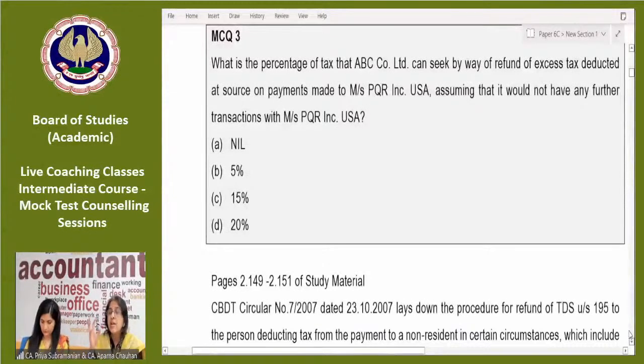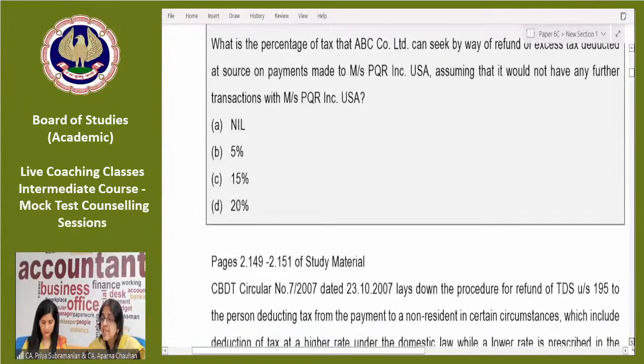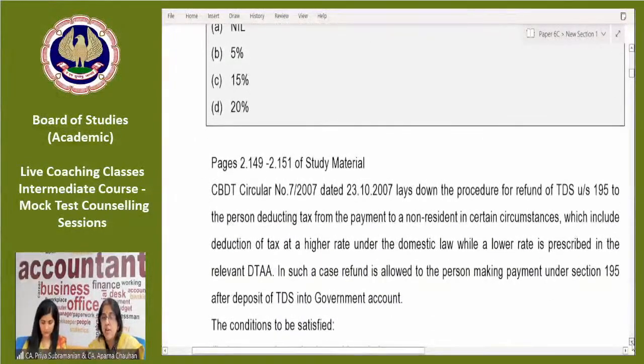That circular lays down the procedure for refund of TDS to the person deducting tax, in this case ABC Company Limited, on a payment made to a non-resident in certain circumstances. It lists out the various circumstances, and it includes a case where tax is deducted at a higher rate as per the Act, whereas the DTA provides for a lower rate of tax. In such cases, the resident deductor can claim a refund provided the resident deductor has borne the tax and he does not have any further transactions with the non-resident.